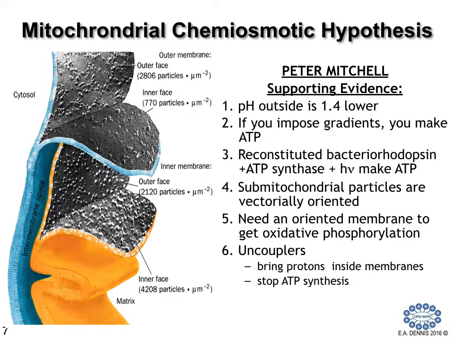Fifth, one always needs an oriented membrane to achieve oxidative phosphorylation, and if you do anything to compromise that, it doesn't happen. And finally, I introduced uncouplers like dinitrophenol in an earlier slide, and when one adds those to membranes, then ATP synthesis comes to a halt. So those are 6 pieces of evidence that support the Mitchell chemiosmotic hypothesis for how the link occurs between electron transport, the main subject of Part A of this lecture, and ATP synthase, which we're going to turn to next.